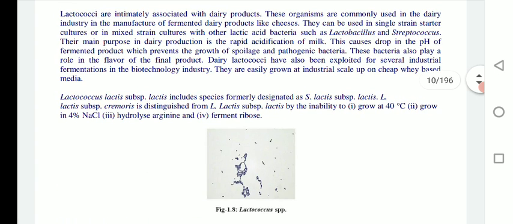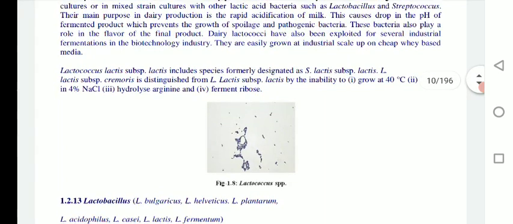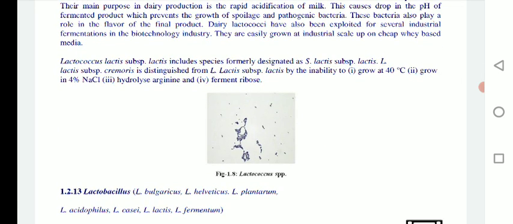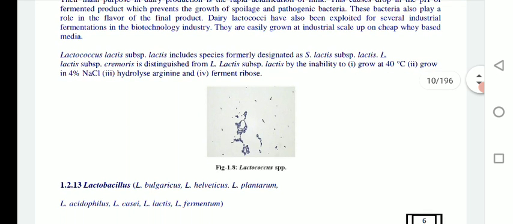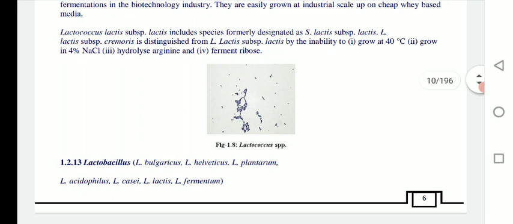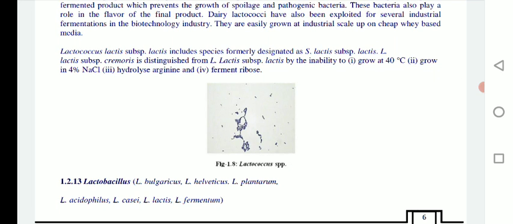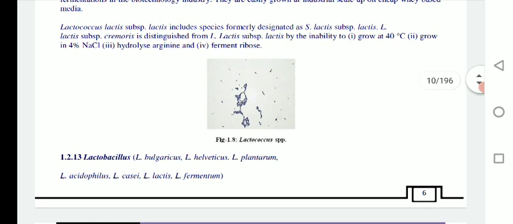These strains of lactobacilli are mostly used in various industries, like the food industry as well as the biotech industry, because they are easily grown on different kinds of media, especially cheap media. Lactococcus lactis subspecies lactis includes species formerly designated as Streptococcus lactis. Lactis subspecies cremoris is distinguished from lactis subspecies lactis by its inability to grow at 40 degrees Celsius and at 4% NaCl concentration, and by its inability to hydrolyze arginine and ferment ribose. These are biochemical details for identifying different lactic acid bacteria species among themselves.